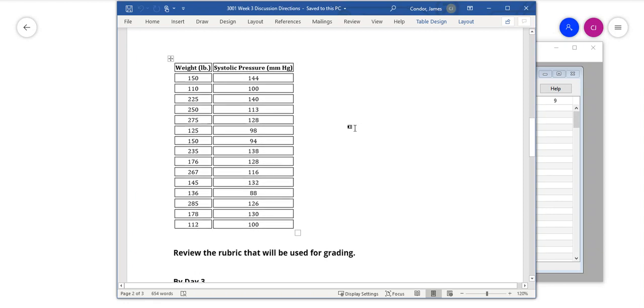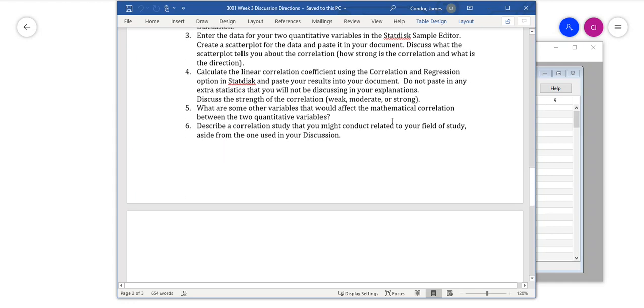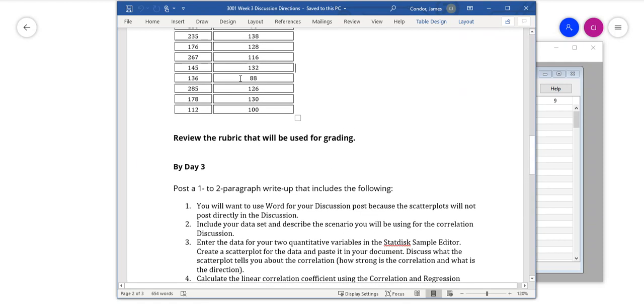They could be under a lot of stress, right? They could have some kind of disease. So there's lots of other variables, right? It says, what are some other variables that would affect the relationship between the 2 variables? So you're going to write those down. And then describe a correlation study that you might conduct in your field of study, aside from the one that you just came up with.